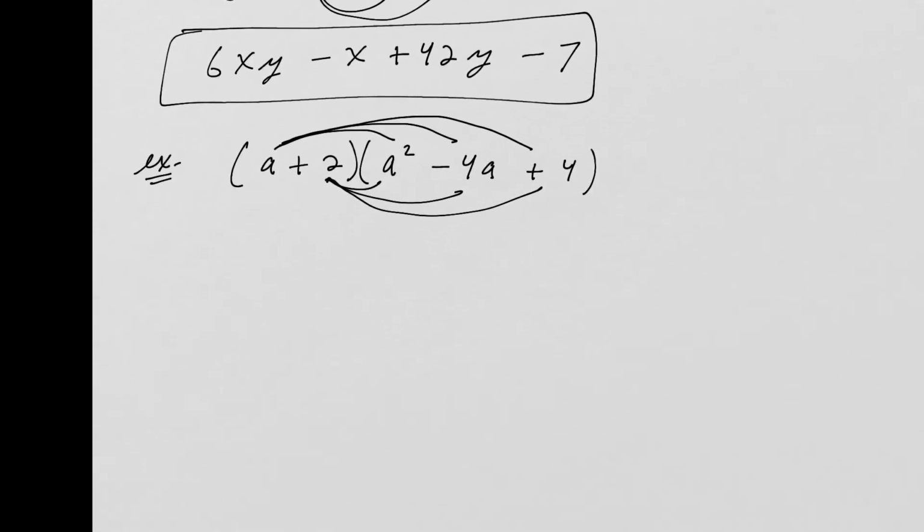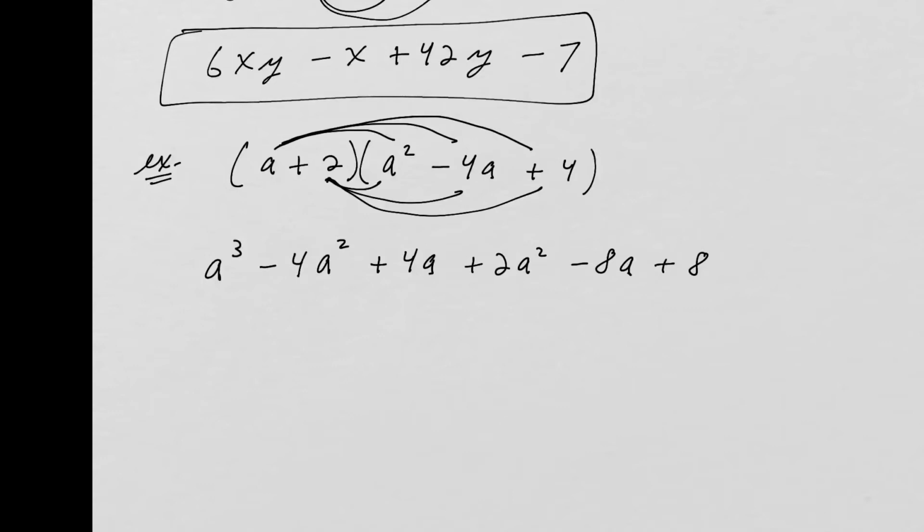So a times a squared is a cubed, right? I add the exponents. 1 plus 2 is 3. A times negative 4a is negative 4, and then a times a is going to be a squared. And then finally, a times positive 4 is just 4a. Then 2 times a squared is plus 2a squared. 2 times negative 4a is negative 8a, and then 2 times 4 is positive 8.